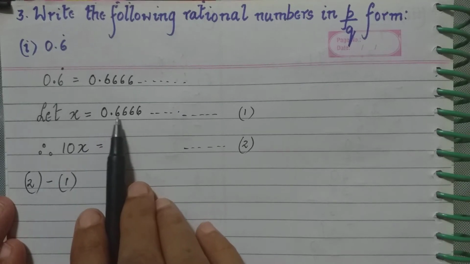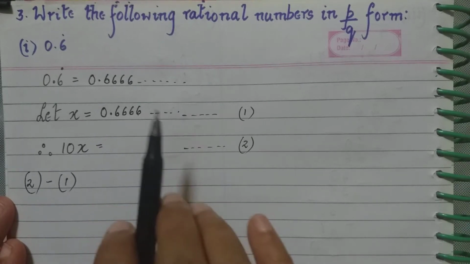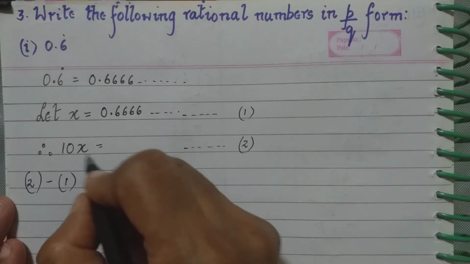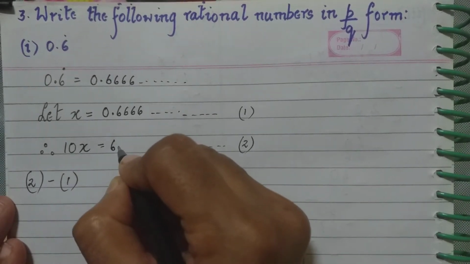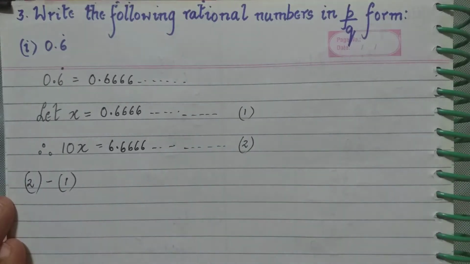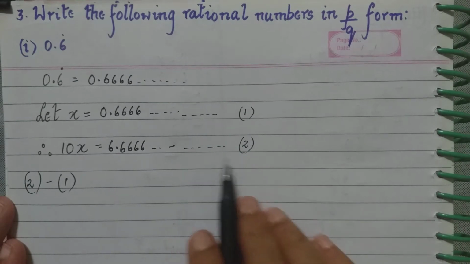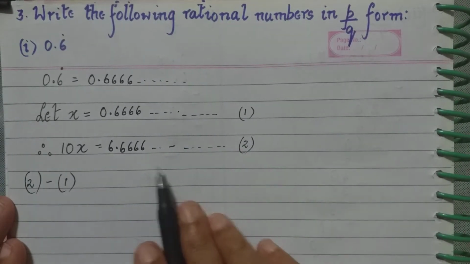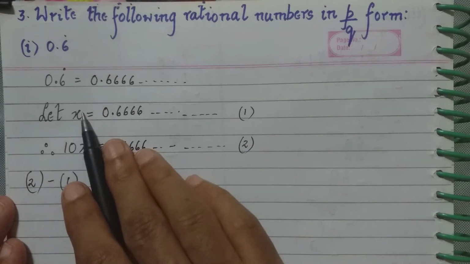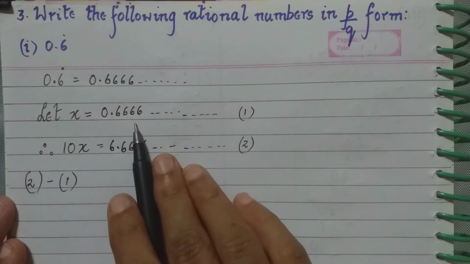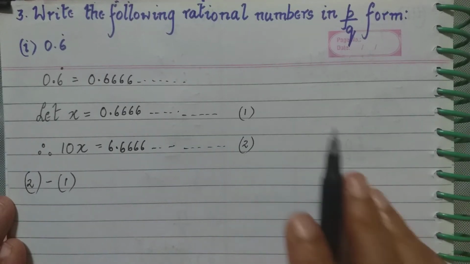So what happens? It becomes 06.66666, or just 6.6666. So I can write 10x is equal to 6.6666 onwards. So this is 1 and this is 2. Now I can subtract 1 from 2. So 10x minus x is equal to 6.666 recurring minus 0.666 recurring.